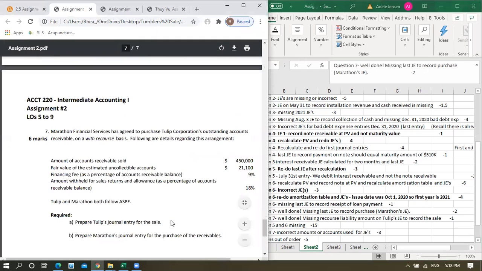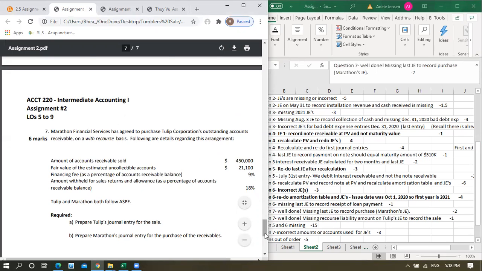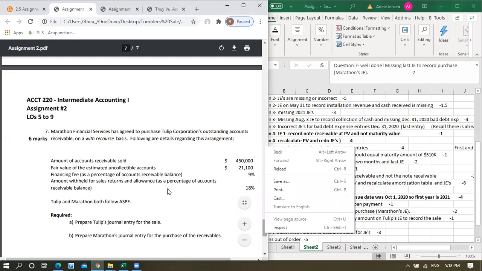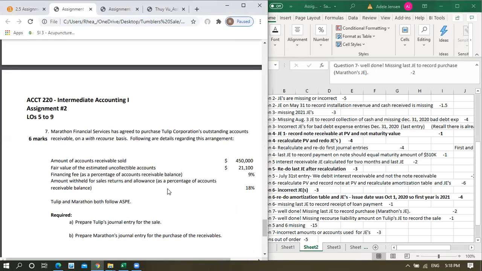And the last question pertaining to accounting for accounts receivable was very well done. The only thing to note was to ensure that the recourse liability is recorded there, and ensure that it's recorded on Tulip's side, but not on Marathon's there. Okay, and that concludes it for assignment 2.